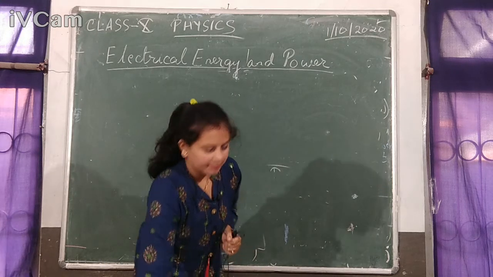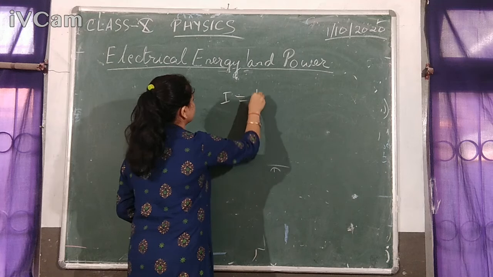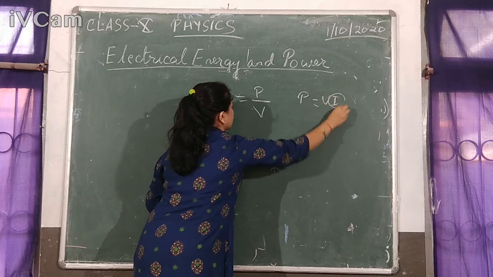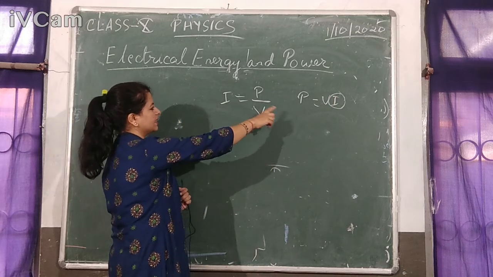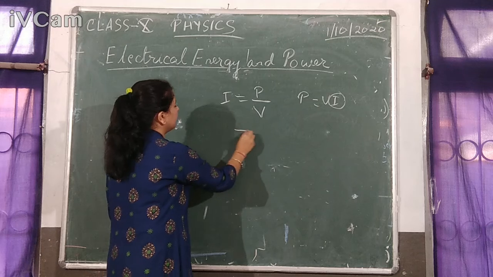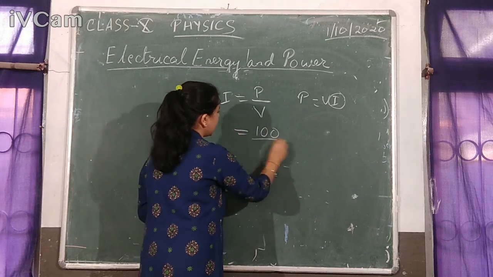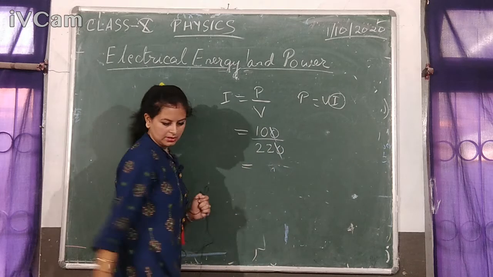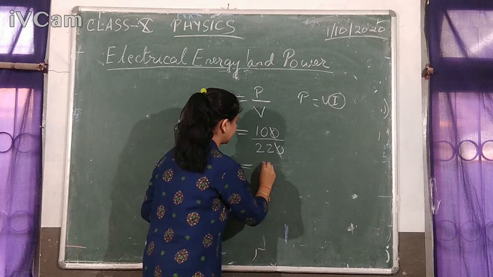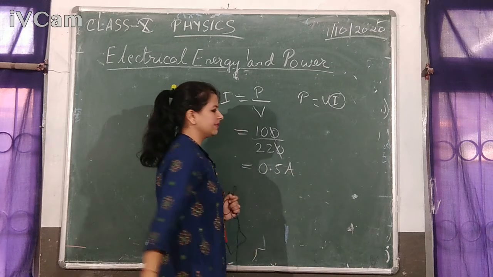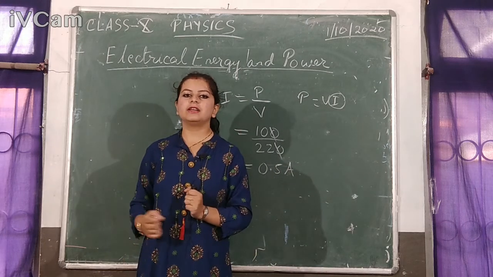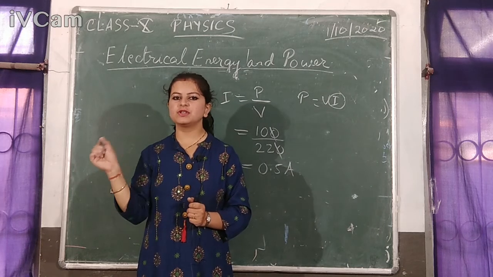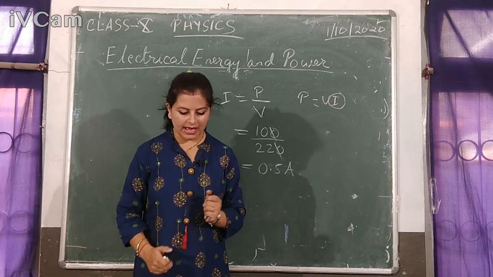The second thing, which is very important in your day-to-day application, is the safe limit of current, which you can find by using the formula I is equal to P by V. Where did this come from? Because P is equal to VI. I want the value of I, so I will just cross multiply and I will be equal to P by V. The value of P for that bulb was 100 watt and the value of V was 220. After cancelling, you will find that 0.5 ampere is the safe limit of current. If a current of more than 0.5 ampere reaches the bulb, it will get damaged. So you have to put a fuse which has a safe limit of 0.5 ampere.